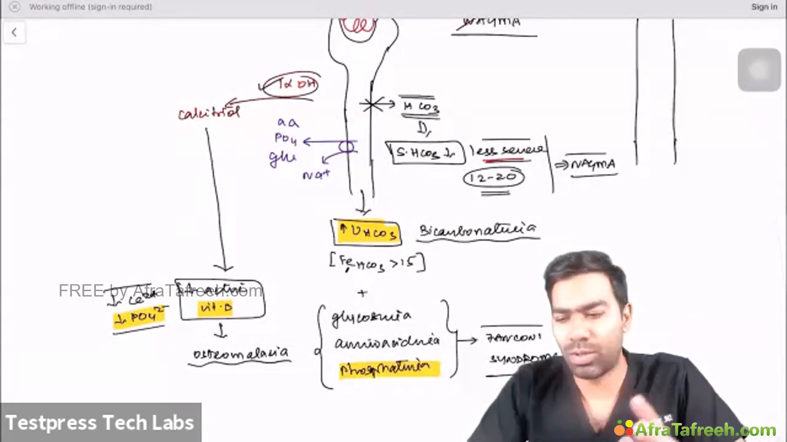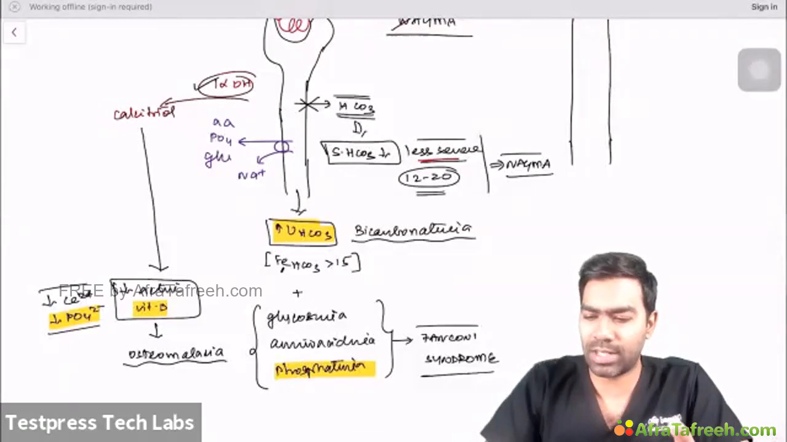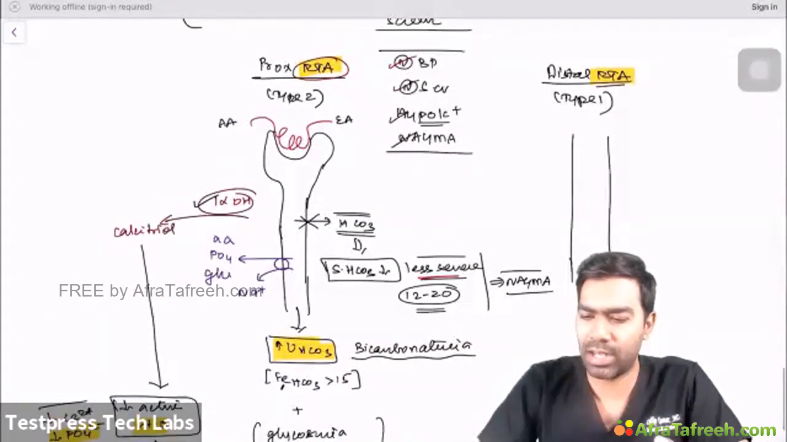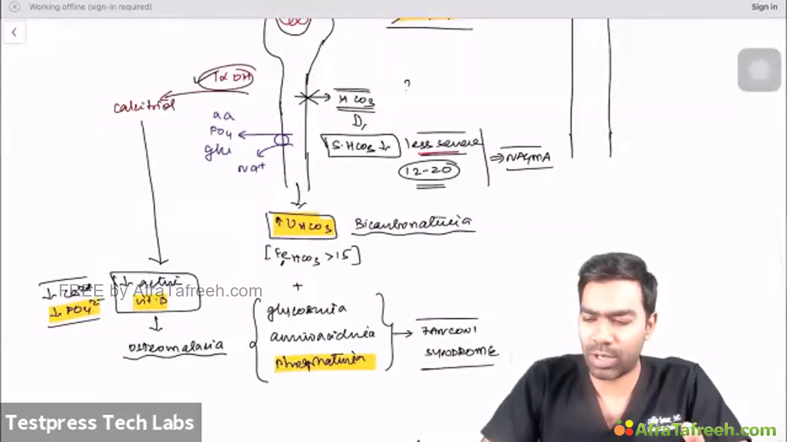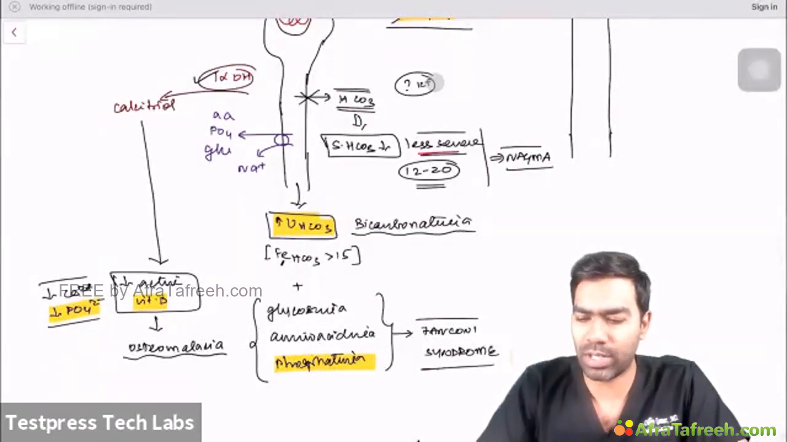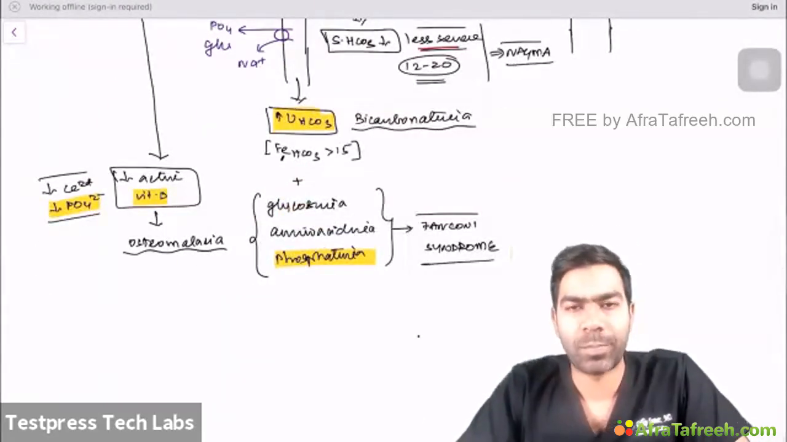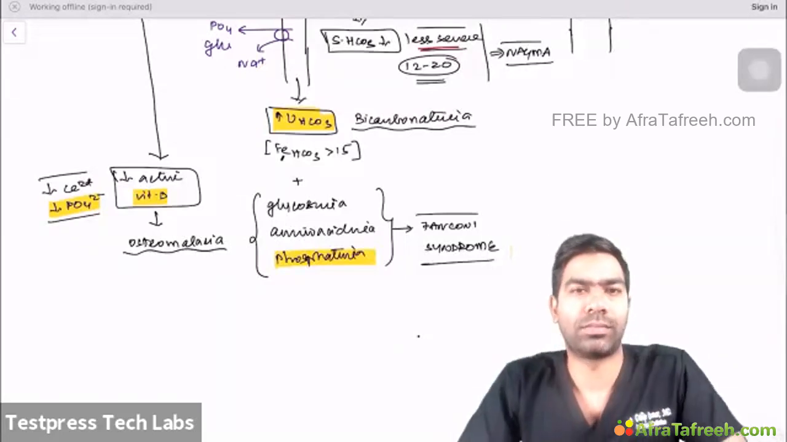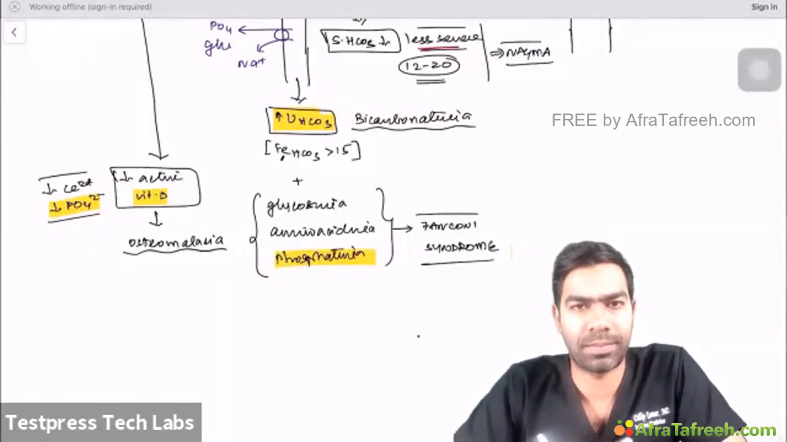Okay, now one more important thing. This patient is having hypokalemia. We explained that this patient is having a NAGMA, and we have not yet explained why these patients are having hypokalemia. So why are these patients having hypokalemia? Can anyone explain why these patients are having hypokalemia? Anyone? I'm looking for your answers.